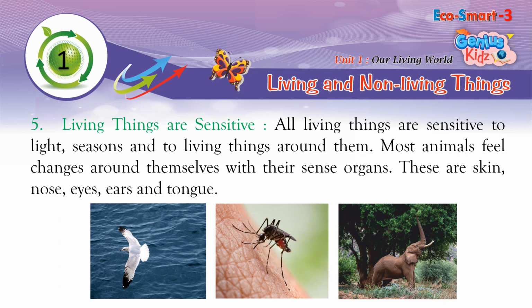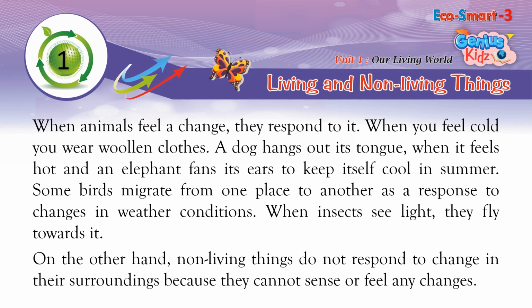5. Living things are sensitive. All living things are sensitive to light, seasons and to living things around them. Most animals feel changes around themselves with their sense organs. These are skin, nose, eyes, ears and tongue. When animals feel a change, they respond to it. When you feel cold, you wear woolen clothes. A dog hangs out its tongue when it feels hot, and an elephant fans its ears to keep itself cool in summer. Some birds migrate from one place to another as a response to changes in weather conditions.